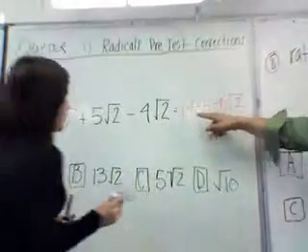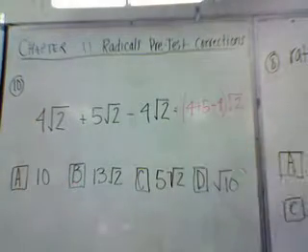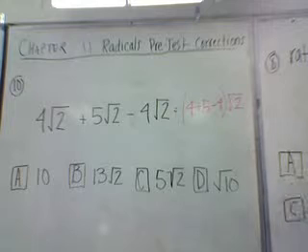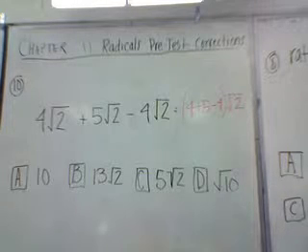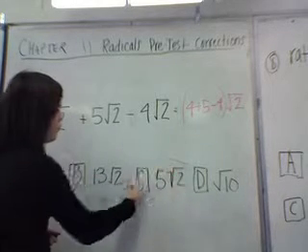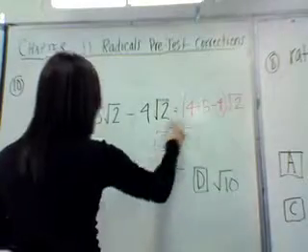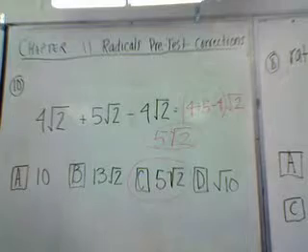So what's 4 plus 5 minus 4? Ashley, what's 4 plus 5 minus 4? 5. Yes, it's 5 root 2. Your answer is 5 root 2. It's C. And just put 5 root 2 there and we're done. So 10 was pretty easy. It's just kind of going over what you should already know.